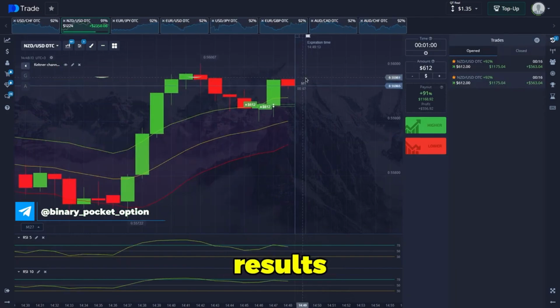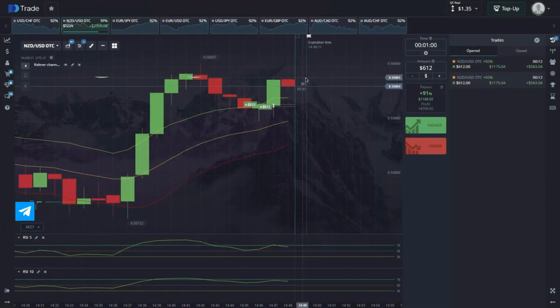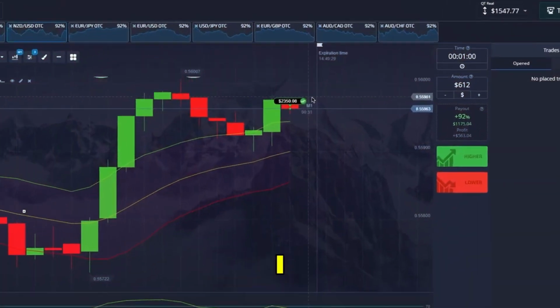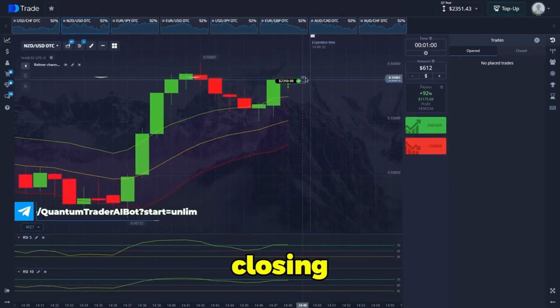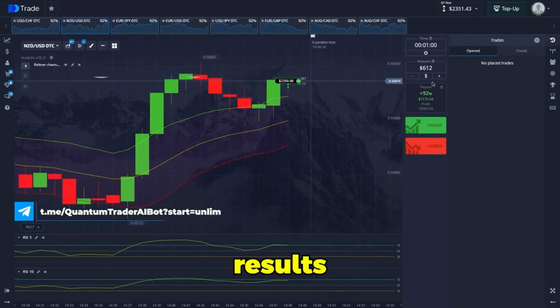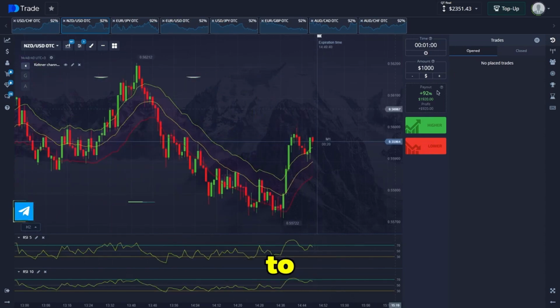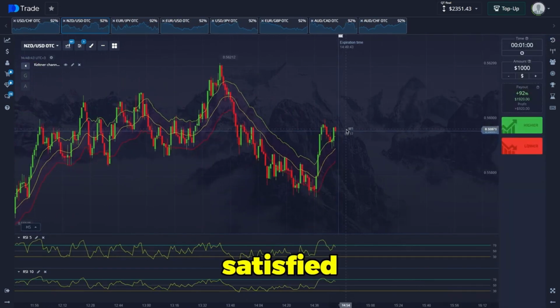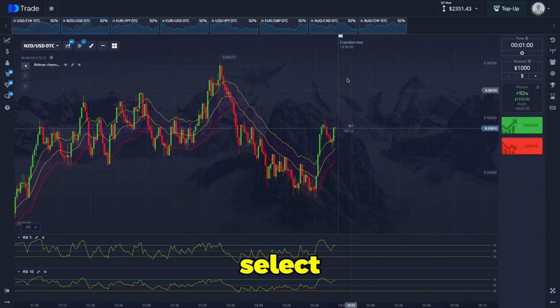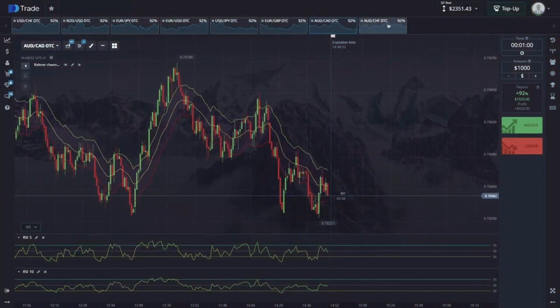And let's look at their results. And as I told you, our next deal is closing in A+. To consolidate the results, let's open two deals worth $2,000. And in general, it'll be possible to fix your profit. I'm already satisfied with the trade. Let's start further analysis and select our final currency pair.